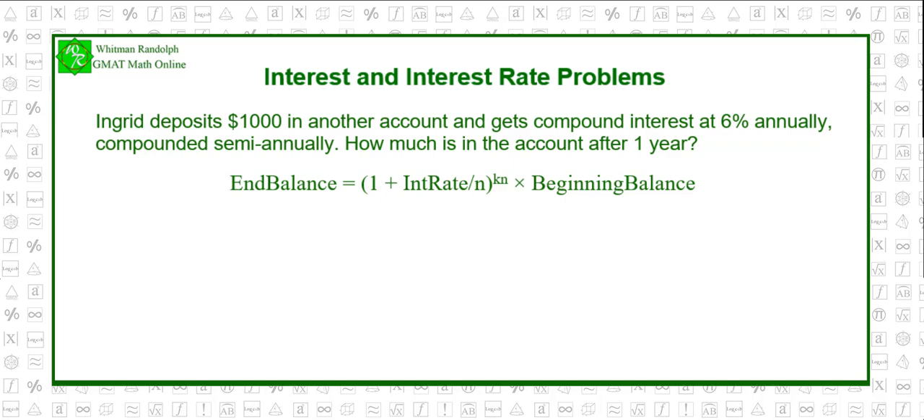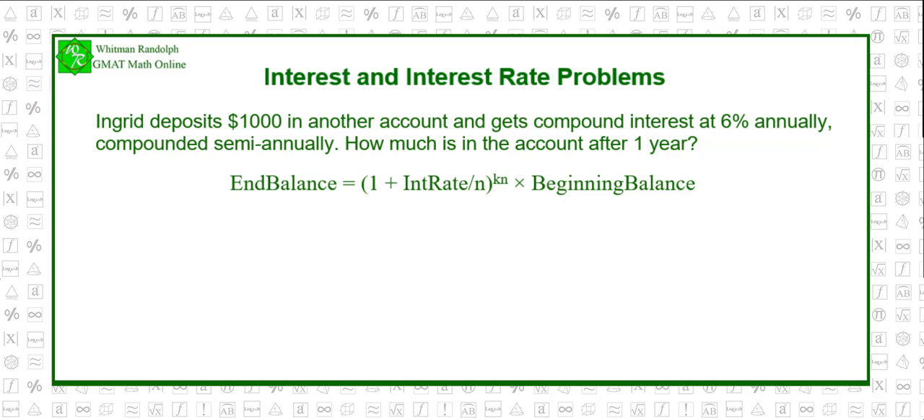With compound interest, we assume that the interest is added to the principal, and so the computation of additional interest must consider the interest that has already accumulated. This formula does that. So in this case, Ingrid is getting some interest on her interest. Since the interest is compounded semi-annually, we must do 2 calculations to get the result after 1 year.